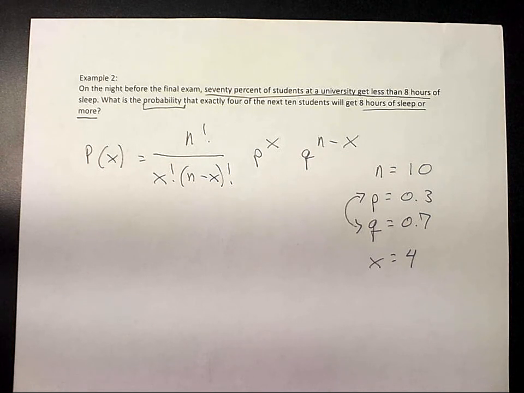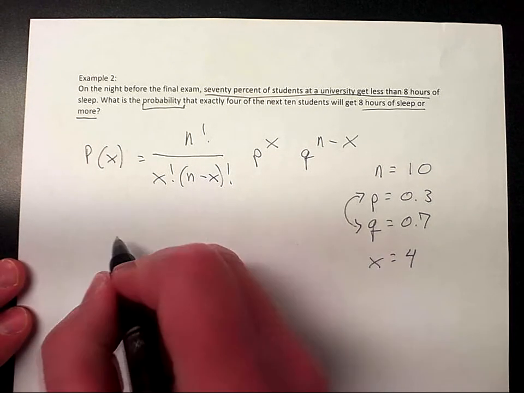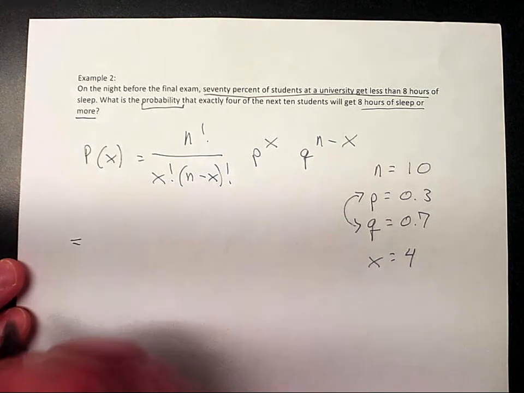Right? Is everybody good with why here we have the probability of success is 0.3? Remember that success is always what we're looking for. So here what we're looking for is getting 8 hours of sleep or more. So that's why the probability of success is the probability of getting 8 hours of sleep or more. Right? Cool. All right. Now we can plug these numbers in.